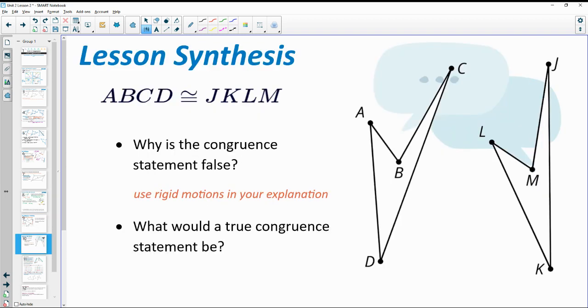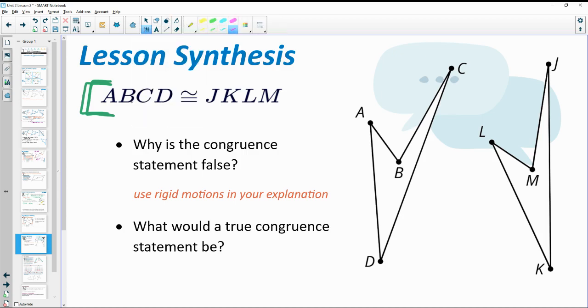All right, lesson synthesis. So we've got quadrilateral ABCD is congruent to JKLM. So here's our facts of this situation. This sets up where the corresponding parts are, what angles go with what, where the points are going to land, all of that. And so this one is saying, why is this congruent statement false? So this is actually not a true statement.